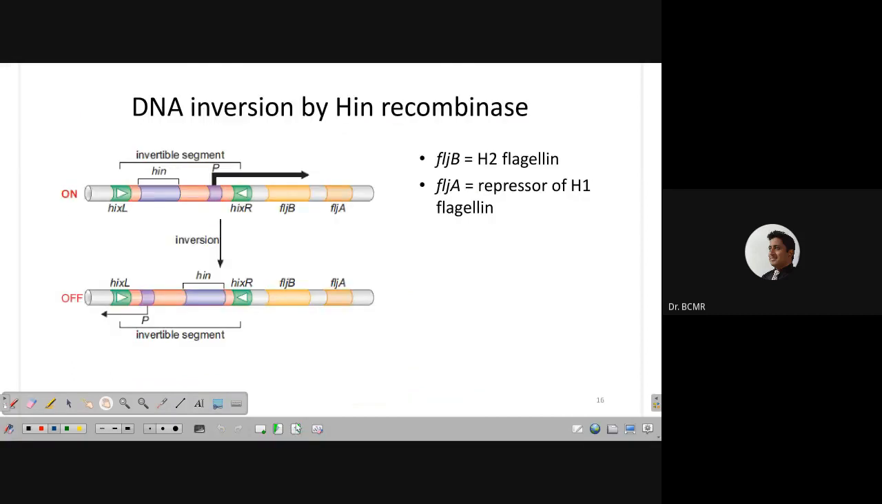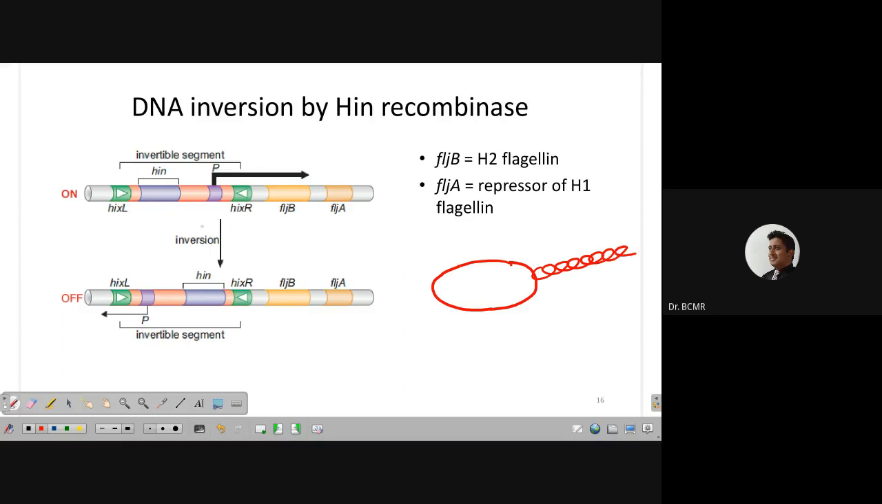We also had an interesting example about Hin recombinase. We discussed in detail this Hin system, where every recombinase recognizes specific sites. Here, Hin recombinase is recognized by hixL and hixR. The organization is something like this: fljB and fljA. fljA is the repressor of H1 flagellin, and fljB encodes H2 flagellin. Those are the proteins that are required to synthesize flagellum.